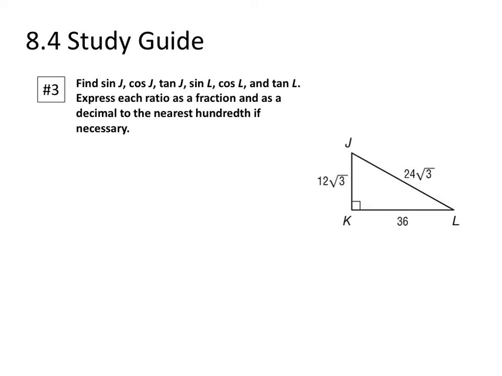But anyway, the directions say find the sine of j, cosine of j, tangent of j, and sine, cosine, and tangent of the other acute angle L. So first thing we always do is SOH CAH TOA until we are really proficient at this. We just keep writing this down. Alright, so let's start with the sine of j. The sine of an angle is the ratio of the opposite side to that angle divided by the hypotenuse.